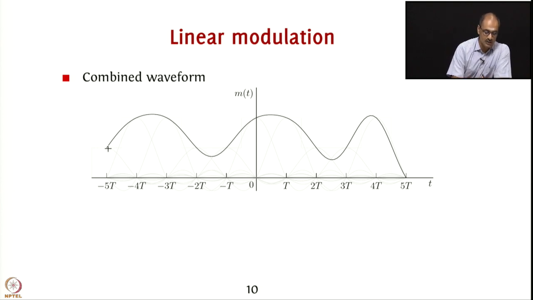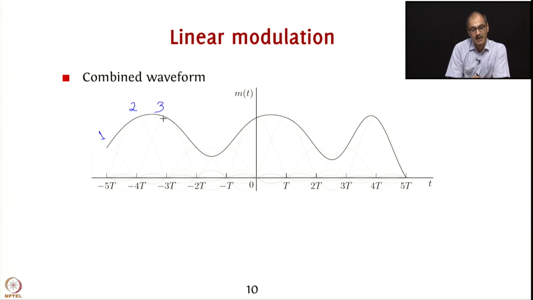What is the value of this signal at minus 5t? It is 1. What is the value at minus 4t? It is 2. What is the value at minus 3t? It is 3. At other locations, it is slightly different. Unlike in the rectangular pulse, which you see faintly in the background, the information is actually held the same. But in the sinc case, in between, the amplitude is quite different.